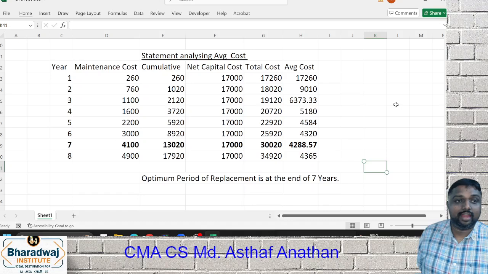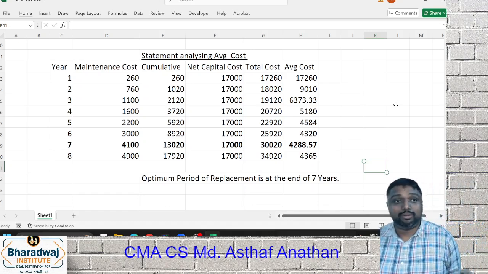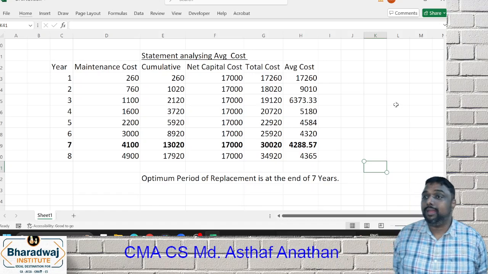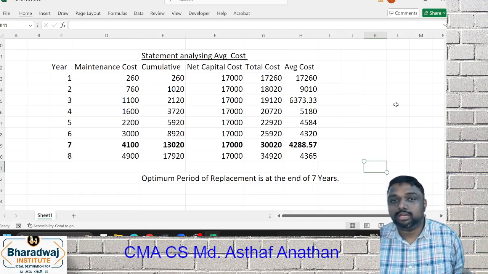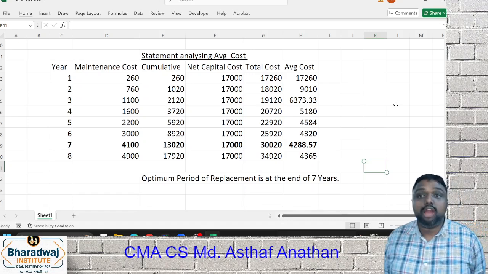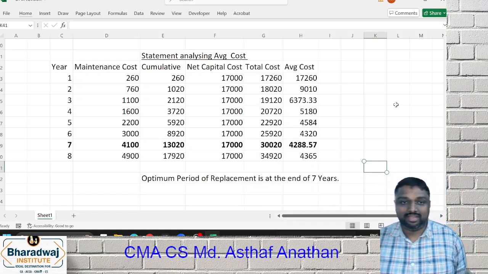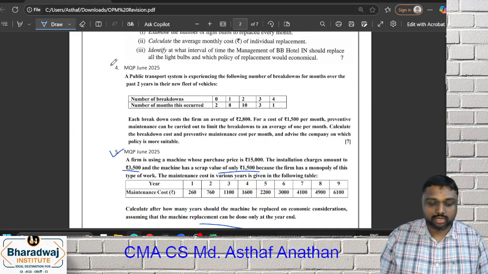Now we'll go for another LQP question, which tests repairs but with another concept, preventive maintenance. We have different maintenance types, preventive maintenance and breakdown maintenance. So we are going to do a question on which maintenance is best: preventive maintenance or breakdown maintenance? This kind of question was also tested in previous years.